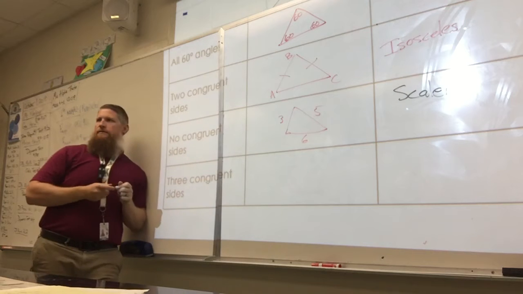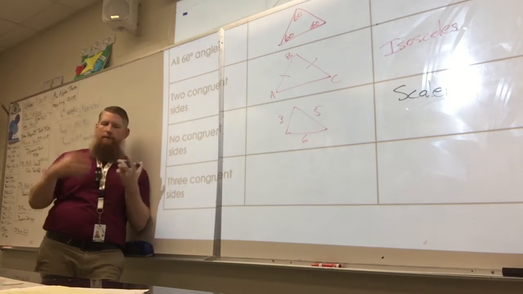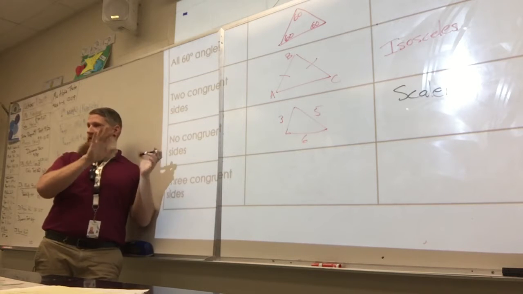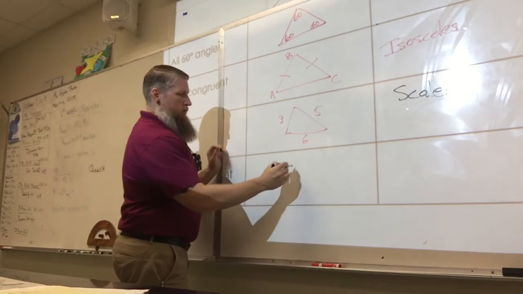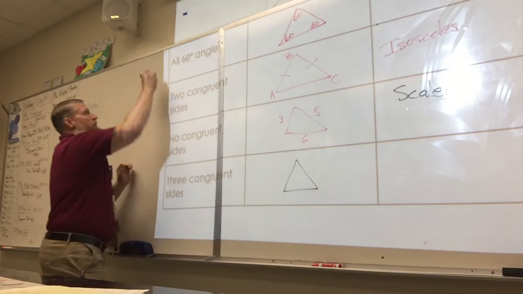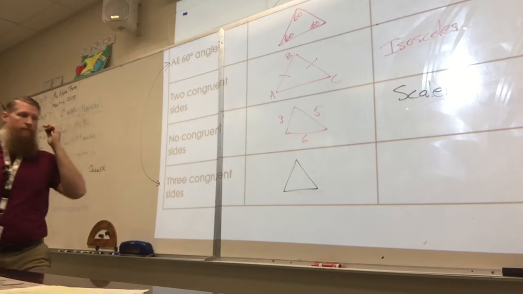That's scalene. So scalene just means that you have no sides being the same. Everything's going to be different. Same thing with the angles. All the angle measures would have to be different as well. And then three congruent sides. Like I said, these two kind of go together because you can't have one without the other.